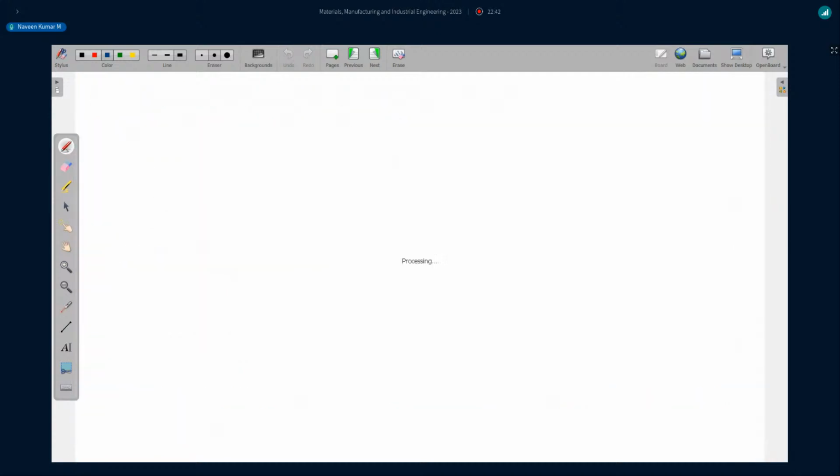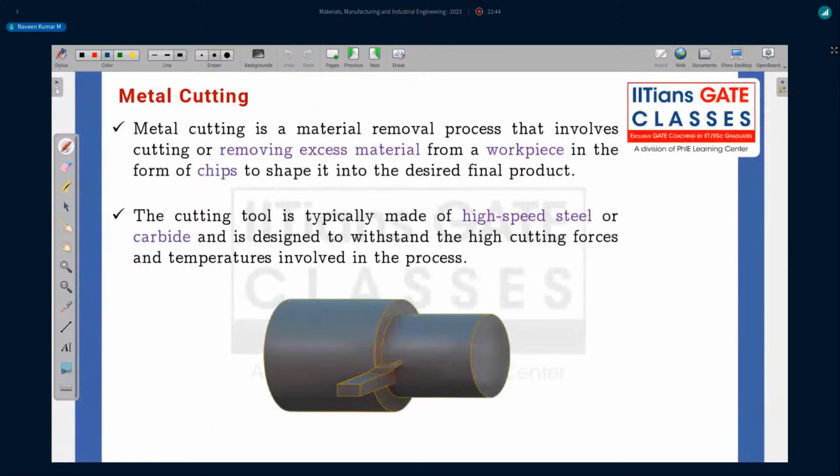Right. Next. Let's go into detail on metal cutting. What is metal cutting? Metal cutting is again removal of excessive material from the workpiece. I highlighted it: removing excessive material from a workpiece in the form of chips to shape it into a desired final product. So chips are very important. We are cutting metal by removing the excess material from the workpiece in the form of chips, and the tool should be harder than the workpiece.